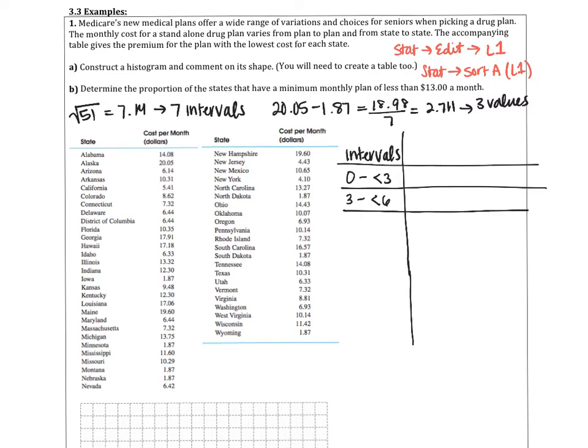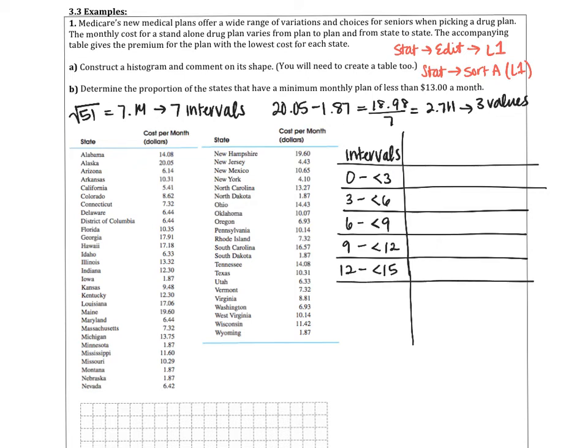Those less than signs are absolutely required of you. You have to put them so that your reader knows where marginal values fall. Okay, so 6 to less than 9, 9 to less than 12, 12 to less than 15, and 15 to less than 18, 18 to less than 21, and we are done.